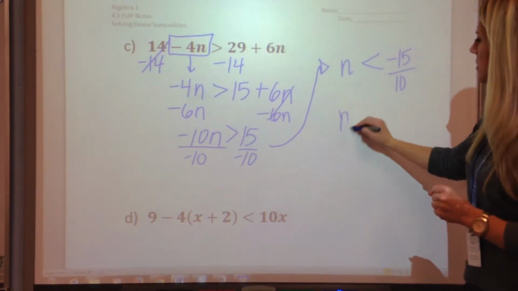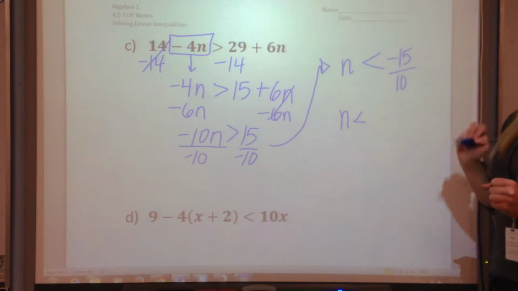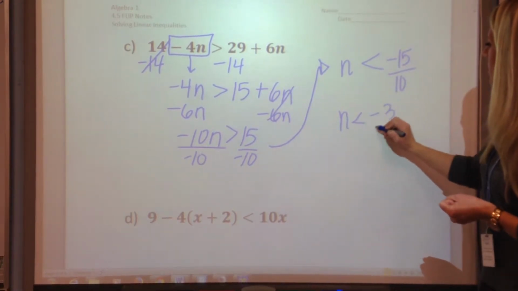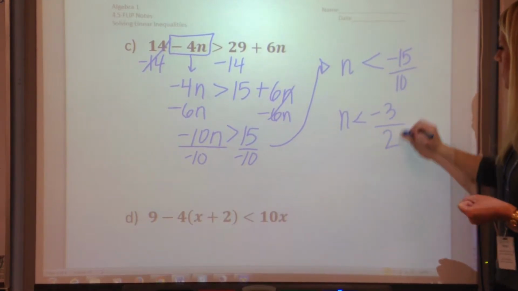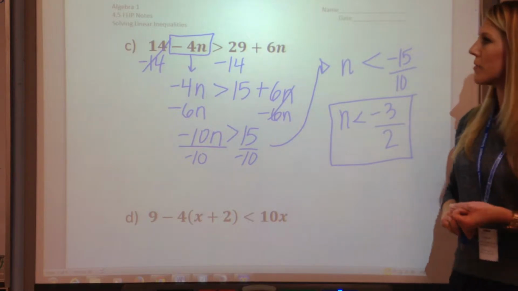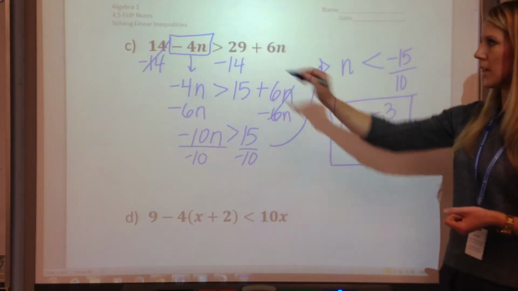But realize this can reduce. So what goes into both 15 and 10? 5. So negative 15 divided by 5 is negative 3. 10 divided by 5 is 2. So n must be less than negative 3 halves, or negative 1.5. So that's what would make the inequality true.